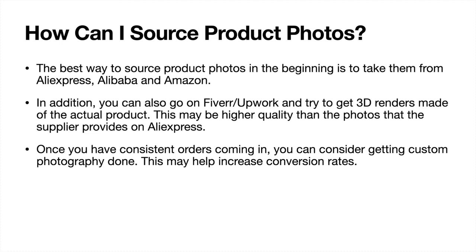In addition, if there's no good product photos available, you can go to Fiverr and Upwork and try to get 3D renders made. So 3D renders are not real products. They're made by a designer, but they look real. These photos may be higher quality than the ones that the supplier provides on AliExpress. Now, once you have consistent orders coming in, you can consider getting custom photography done, and this may help increase the conversion rate. So in the beginning, use product photos from AliExpress, Alibaba, and Amazon, and once you have sales, you can consider getting custom photos made.